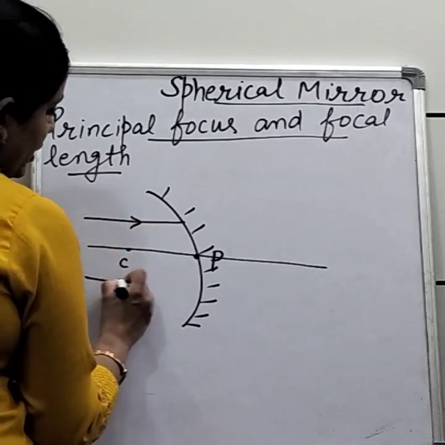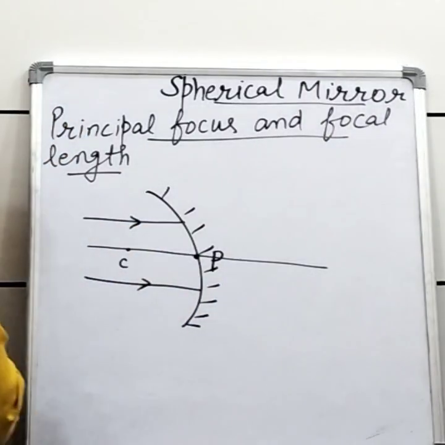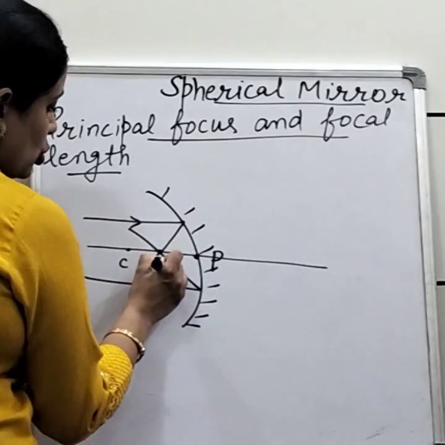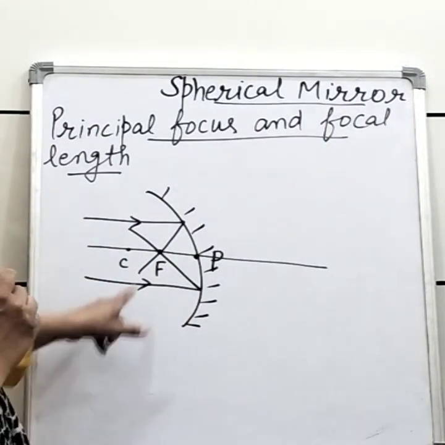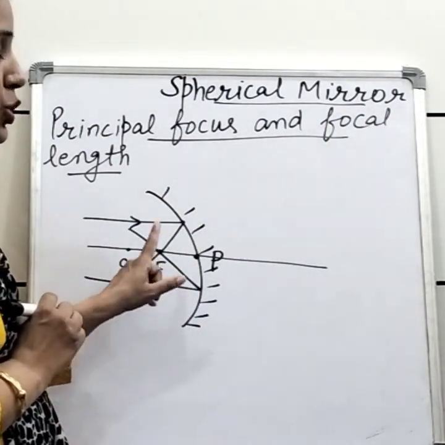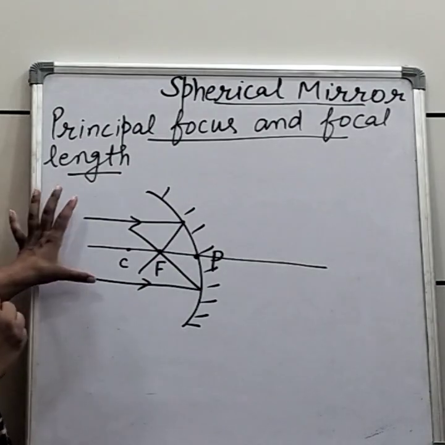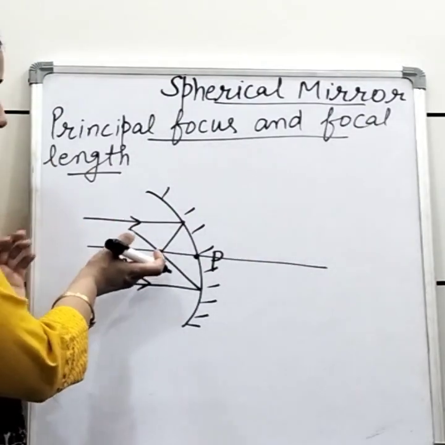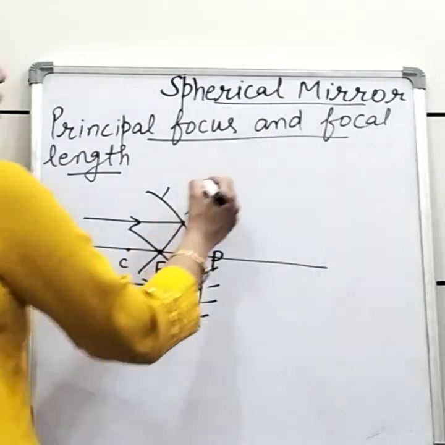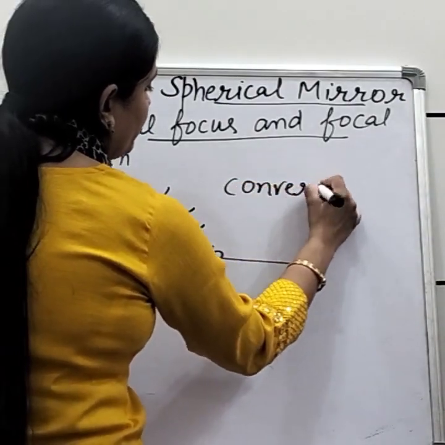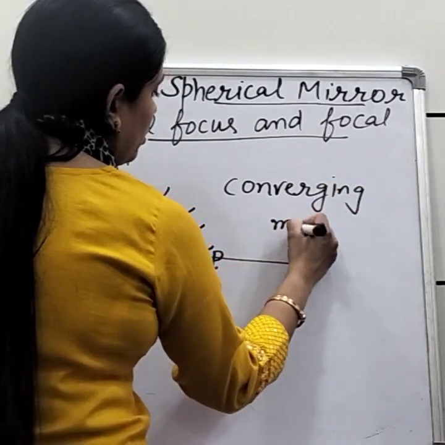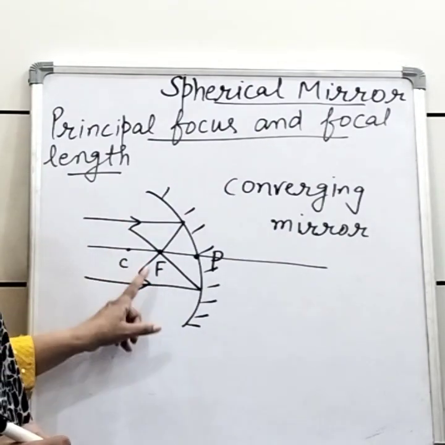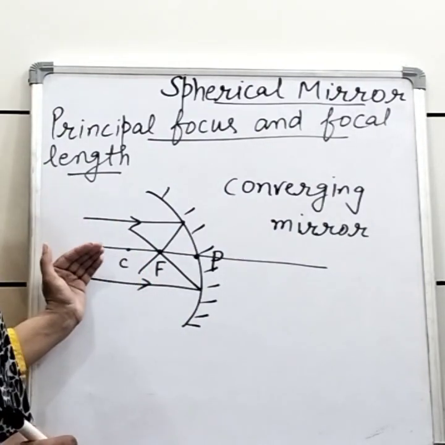When parallel light radiation is incident on the concave mirror, after reflection they will meet at a point on the principal axis. That point is known as the focus point, and the distance between the pole and the focus point is known as the focal length. We see that when parallel light radiation is incident on the concave mirror, the light radiations converge at a point. So the concave mirror is also known as a converging mirror. And its focus point is real because light radiation actually meets at a point in front of the mirror.